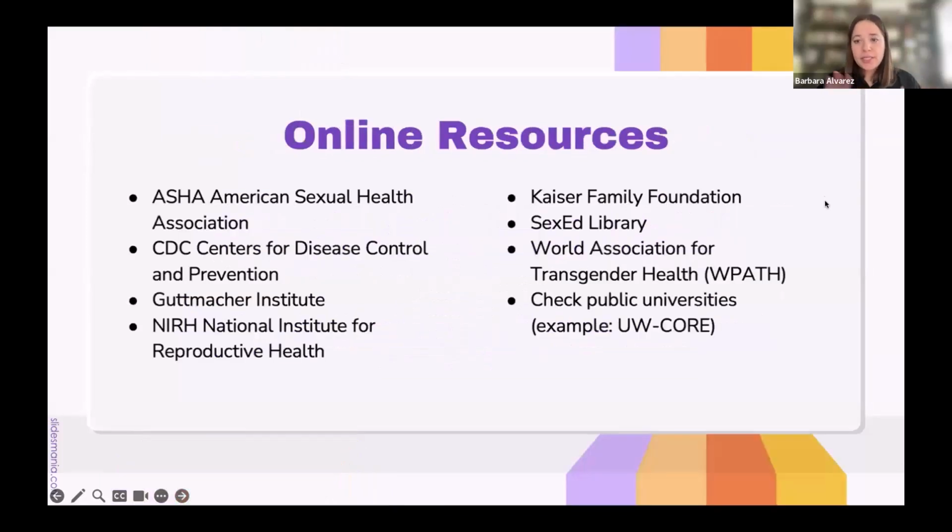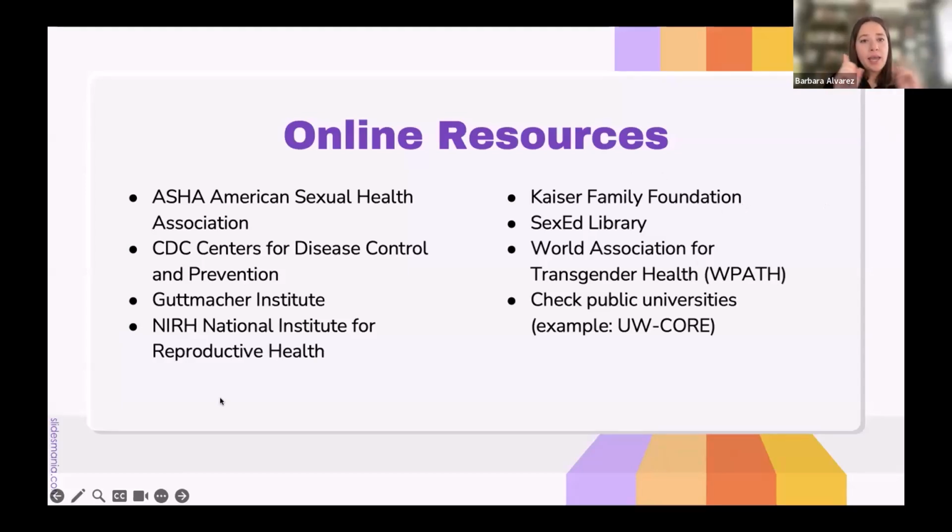Some online resources, when we're talking about activating physical collections as well as developing digital guides: sticking to fact-based websites and resources. ASHA, the American Sexual Health Association, has great resources for all ages. The Centers for Disease Control and Prevention. The Guttmacher Institute is excellent, especially for legislation on abortion, sex ed, all types of sexual and reproductive health. They even have a legislation tracker. Highly recommend that. The National Institute for Reproductive Health has some helpful resource guides that can be really useful for people. You might be able to print them out or direct them to people.